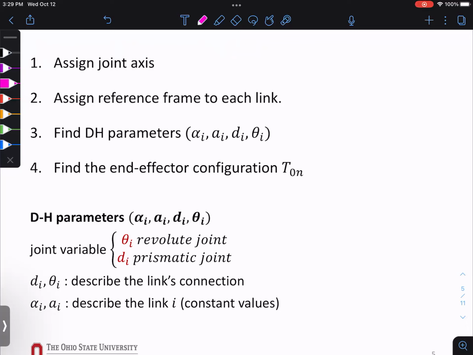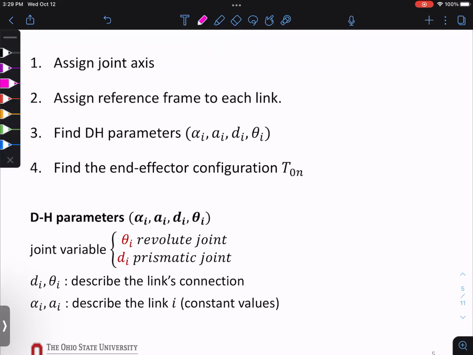All right. So we have to do 4 things. One, we need to assign joint axes. Now, do you remember which axes the joints rotate about? I've been telling you, if the joint is rotating about an axis, we're going to call it Z. So we're going to assign the axis of rotation to be our Z axis, and the axis of translation to be our Z axis. All right, so that's number one.